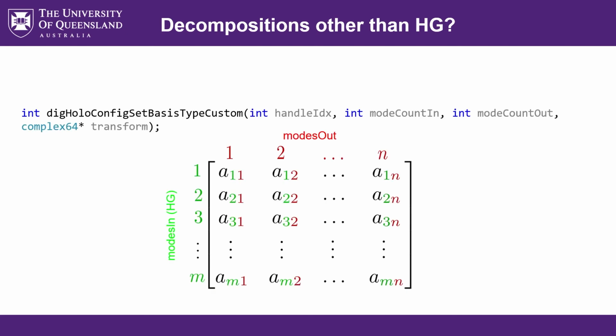Or you as the user can specify your own basis that takes a certain number of input Hermite-Gaussian modes and transforms that onto the desired number of output modes in your basis. So if you want to transform into, say, a Bessel basis, you could define a matrix that maps the Hermite-Gaussian modes onto the Bessel modes and input that, and then it would decompose in the Bessel basis.